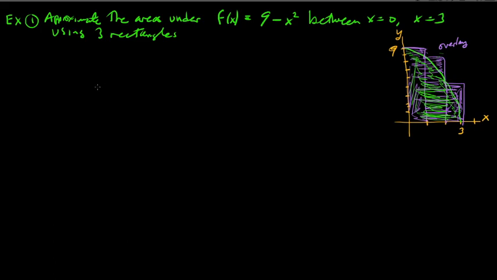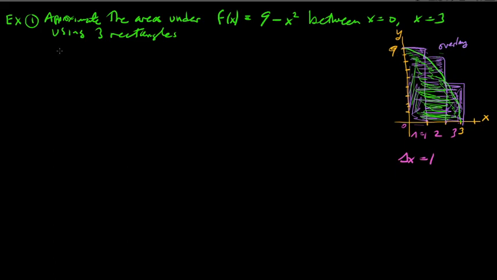Use purple. So there's only 3 rectangles, right? We can say this is n equals 1, n equals 2, n equals 3, right? And so what's the width of each of them? Well, we're going from 0 to 3, divided by 3. Our delta x, our width, is just 1, so that's convenient.